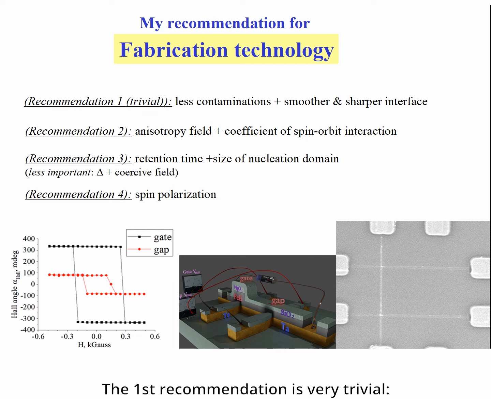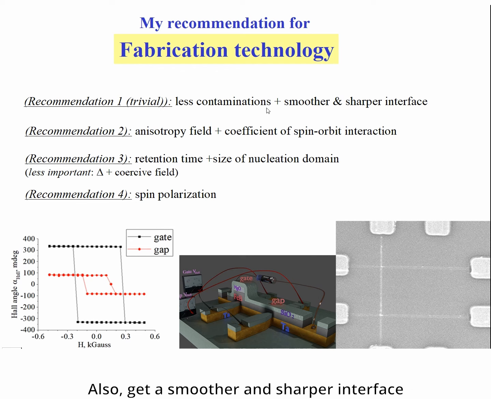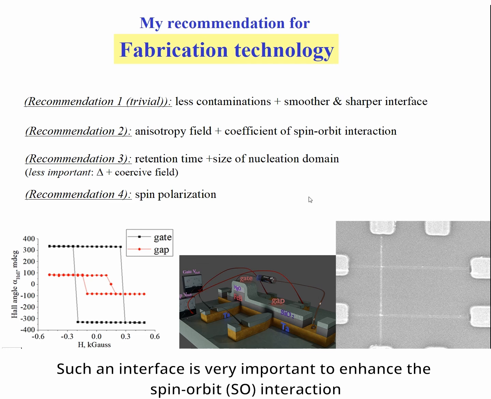The first recommendation is very trivial. Grow your samples with as little contamination as possible. Also get as smooth and sharp an interface as possible. Such an interface is very important to enhance the spin-orbit interaction.